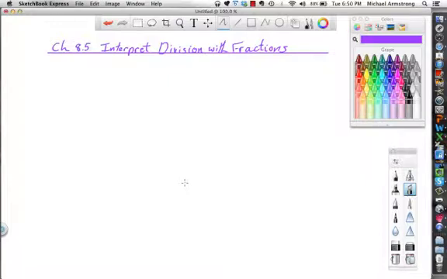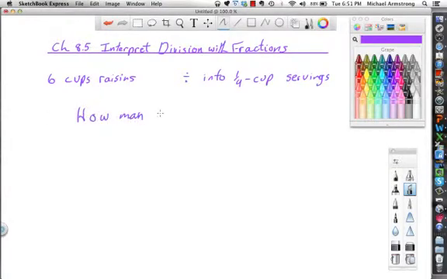So the first story problem on 8.5 is about Elizabeth, who has 6 cups of raisins. So I'm just going to write down some information. 6 cups raisins. And she divides the raisins into 1/4 cup servings. Okay, how many servings does she have? So the question we're trying to find out is how many servings she has altogether. So that's the question. How many servings?